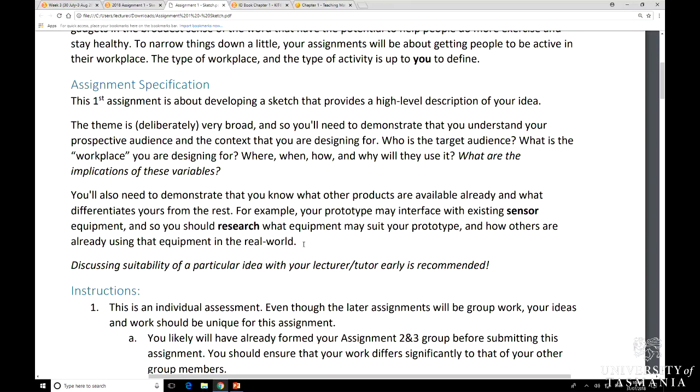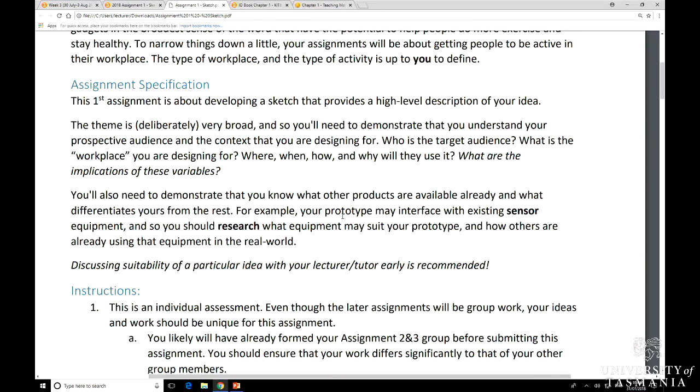An example here is if you're using sensor equipment. So even by me mentioning sensor equipment, a bunch of students who have emailed me with their ideas have talked about sensor equipment in their idea, and that's totally fine. It's totally fine. But it's an example of how I've sort of poisoned the well, if you like.